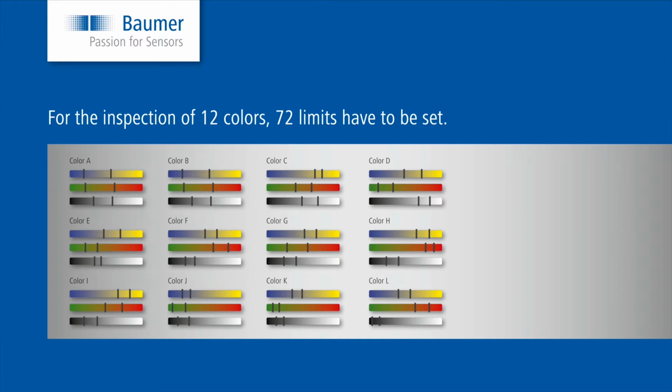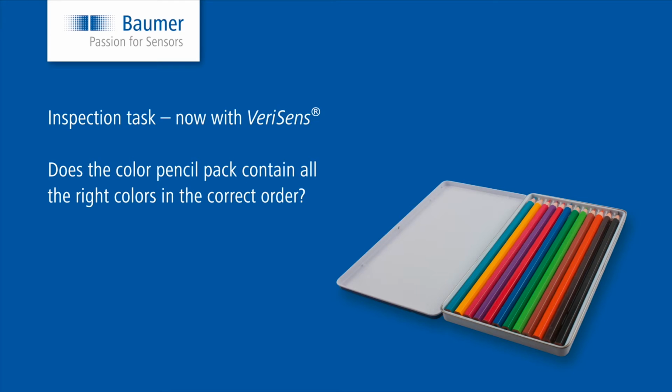And while you're doing that, you will have to keep in mind that a reliable inspection can only be reached if the defined color limits do not interfere with each other. So there's a little more to do to solve a color application task in machine vision. But I want to show you how easy it can be done with VeriSens.